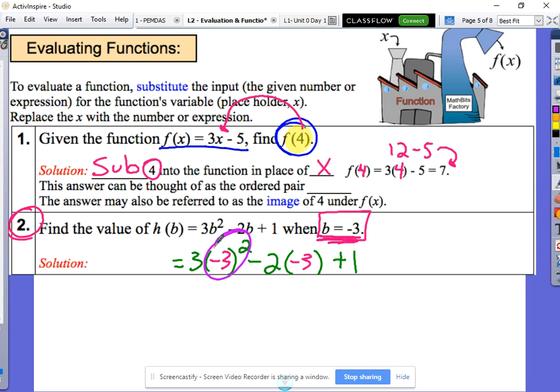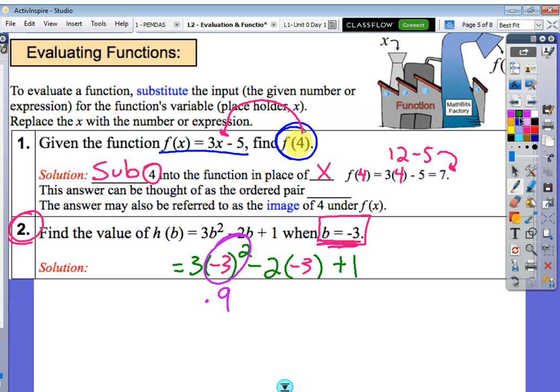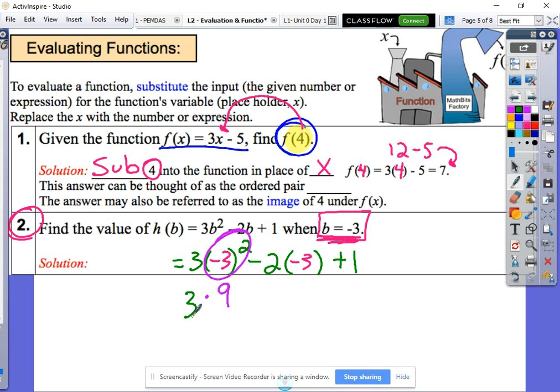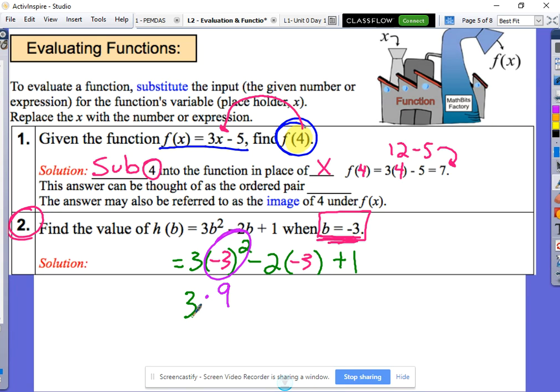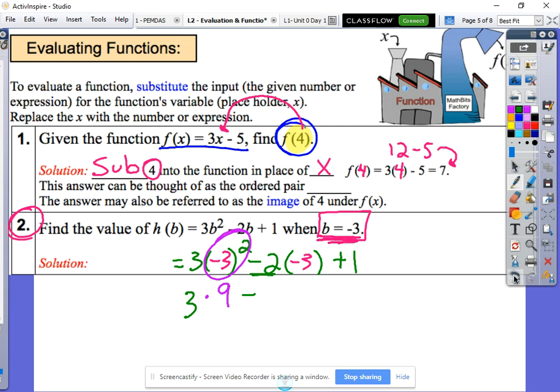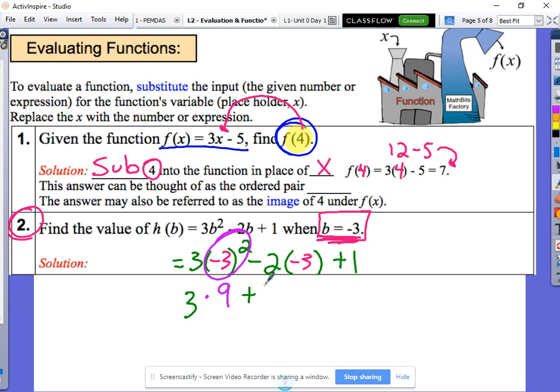Negative 3 to the second power. Be careful. Negative 3 squared is negative 3 times negative 3, which gives us positive 9. So we now have a positive 3 still hanging out in front and a positive 9 as well. So 3 times 9. And then we keep going. Here we can start actually multiplying. So this is negative 2 times negative 3. Negative 2 times negative 3 is positive 6. And plus 1 still there.